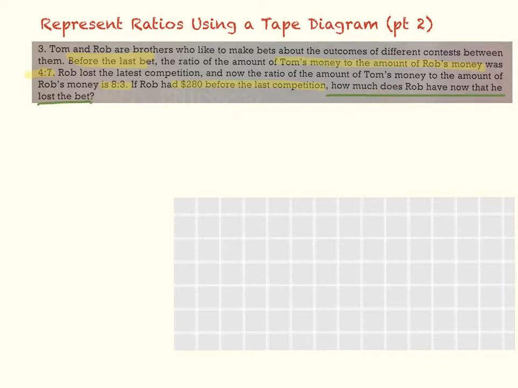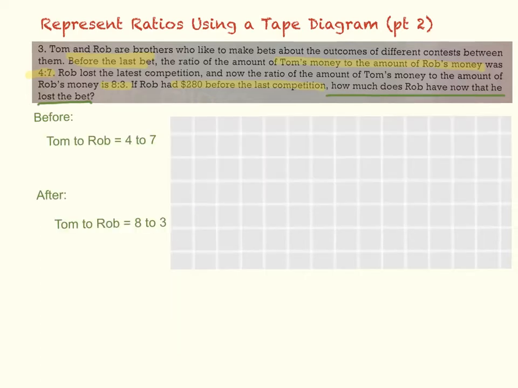Okay, so let's write everything down. Now we have the information down. Before, the ratio of Tom's money to Rob's money is 4:7, and afterwards the ratio of Tom's money to Rob's money is 8:3. For this problem, we need two sets of tape diagrams in order to compare and find the answer. So again, let's get the graph paper out, get a ruler, and start graphing.